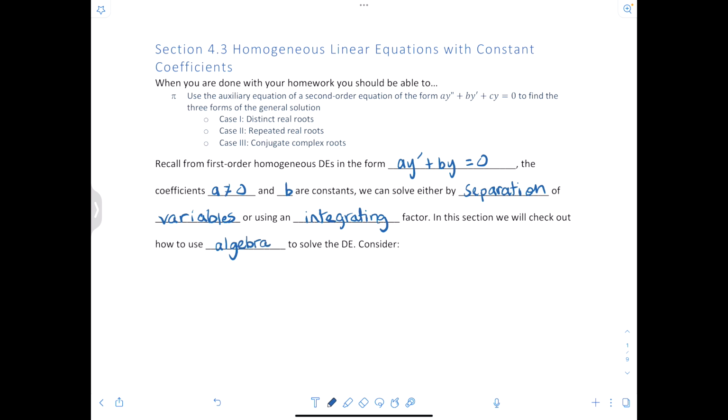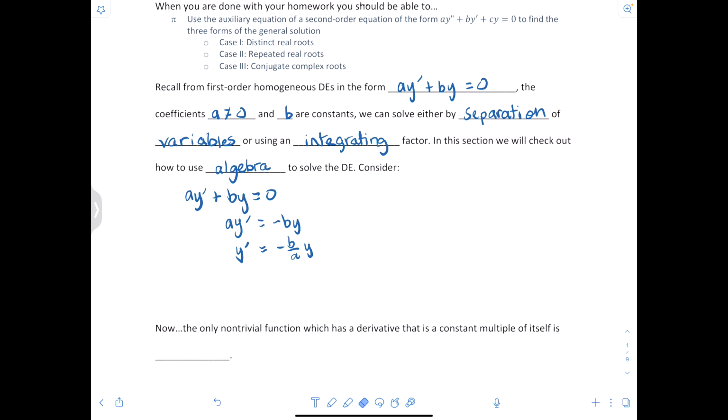So if you consider ay prime plus by equals 0, isolating ay prime, we would get negative by, and completely isolating y prime, we would get negative b over a times y. We could also look at that as y prime is equal to some constant k times y.